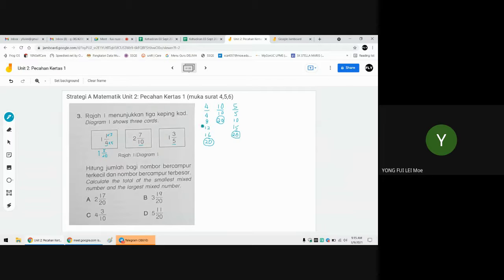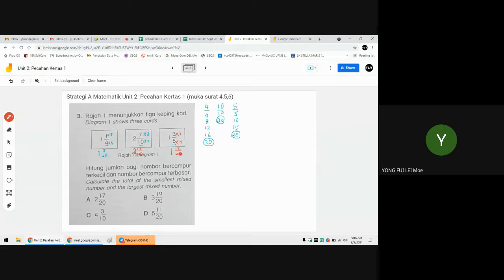This one, 10, how to become 20? Times 2. So when your bottom times 2, your top you must times 2 as well. So 2, 14 over 20. Okay, maybe you can't see it. Hold on, I'll use another color. 14 over 20. Next, 5 times 4 is 20. Times 4. So 1, 12 over 20.